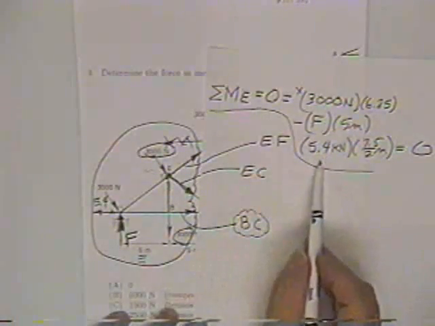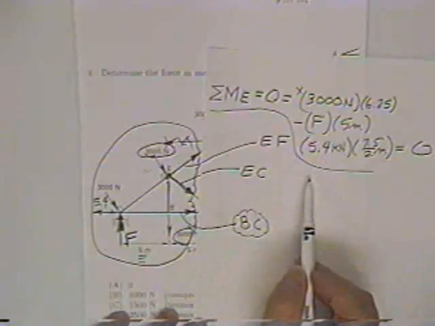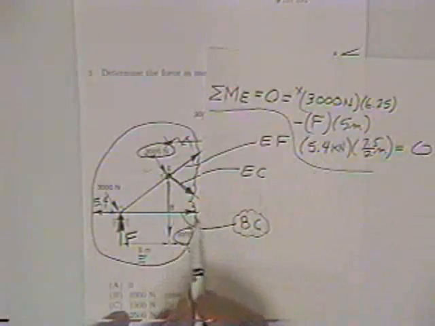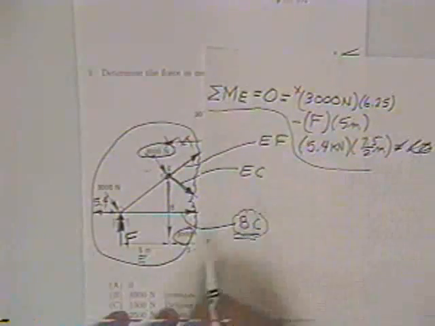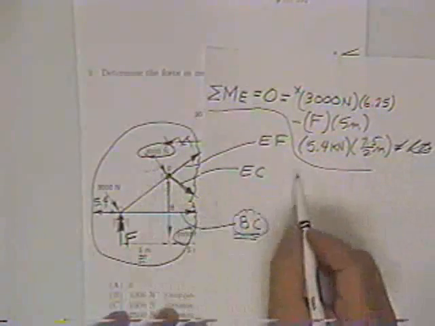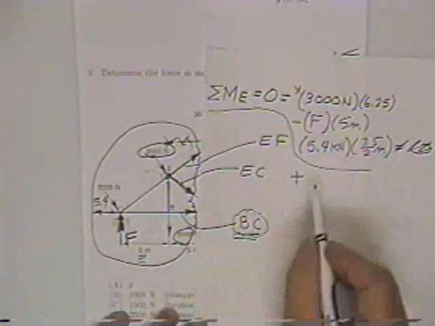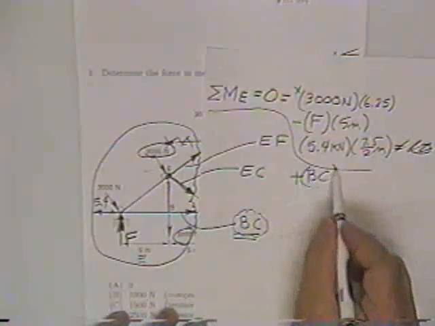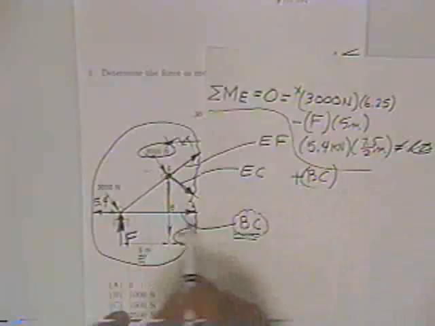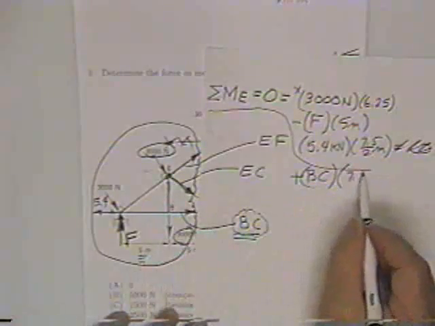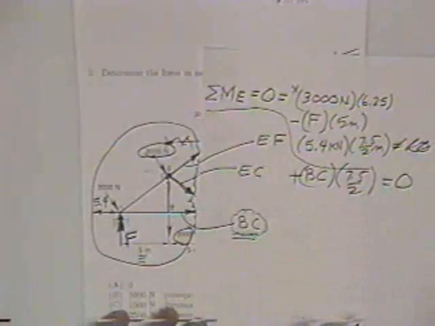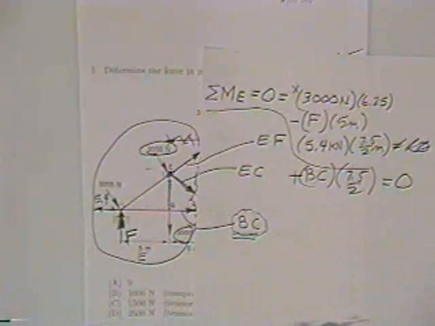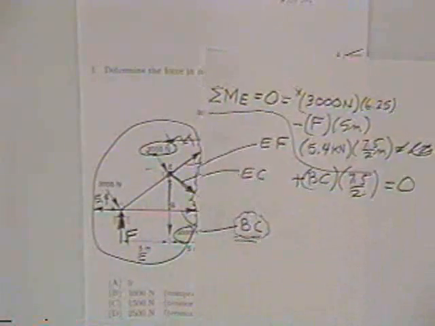And all you've got to do then is solve for, oops, I don't have the cut force BC. I forgot him. Let me add that cut force. That is a plus BC times his moment arm, that's also 7.5 over 2, equals 0. One equation, one unknown. Very fast.